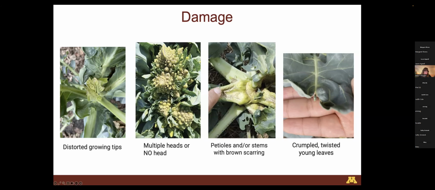So, distorted growing tips. This should be a Romanesco broccoli, which should have a single nice uniform head. Right here we have these multiple heads in this weird distorted growth. Petioles and stems with brown scarring is another tell. And then sometimes you'll see on the leaves crumpled, twisted young leaves. It's also difficult because this damage often maybe looks like mechanical damage or nutrient disorder. So it's kind of hard. It's often, I think, misdiagnosed. But the scarring is definitely a tell.